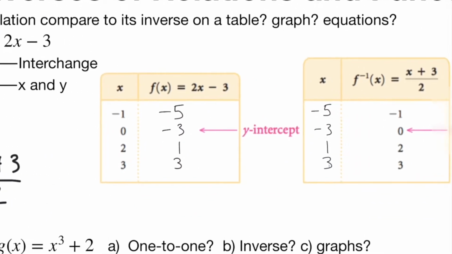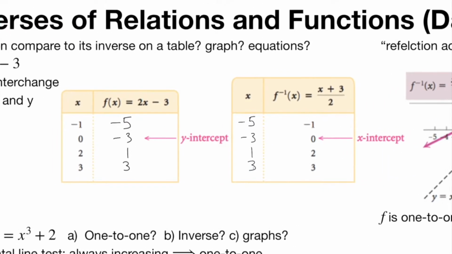And what does that look like on the table? Well, you can see here we just made a standard -1, 0, 2, 3 kind of input-output table, and we chose the input and calculated the output using this function. If we had the same exact table for the inverse, it would be flipped. What used to be the input is now the output. What used to be the output is now the input.